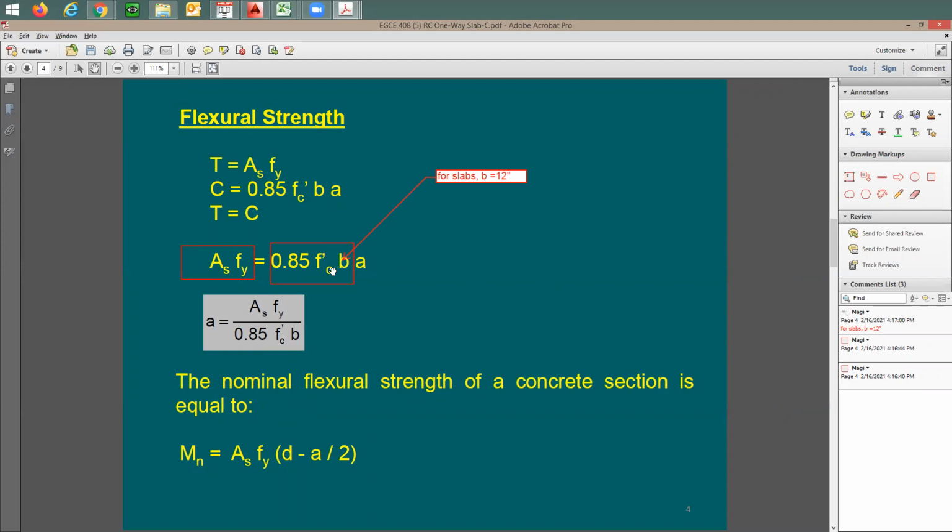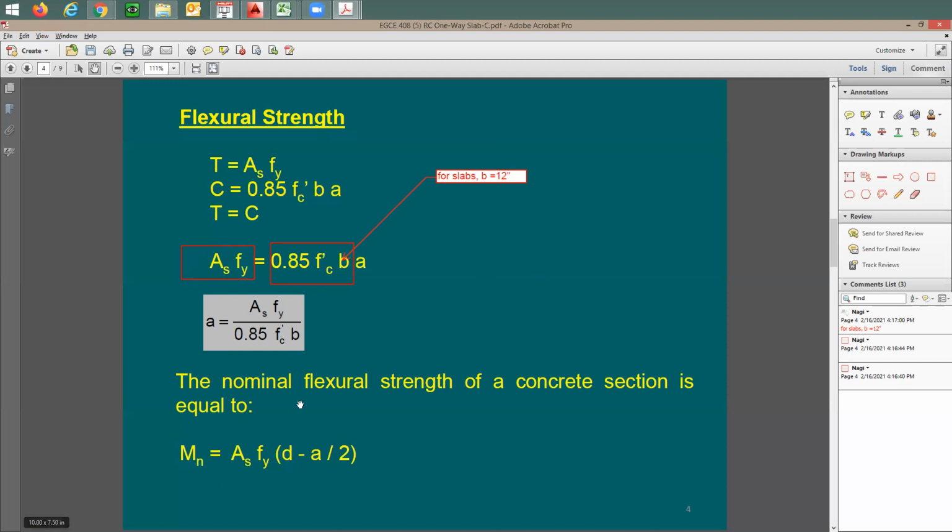f'c is going to be either given or you assume it. Most likely maybe 3,000 or 4,000 psi concrete slab. fy, if not given, is going to be 60 ksi. As is going to be whatever you'd like to start with or assume, and also given to you. We're going to be going through this.